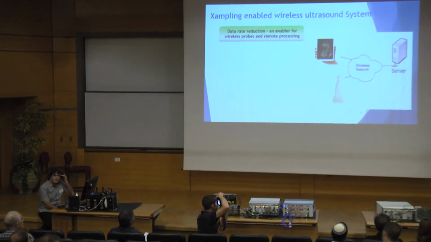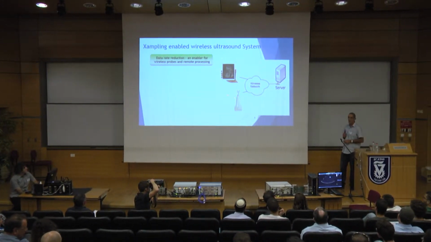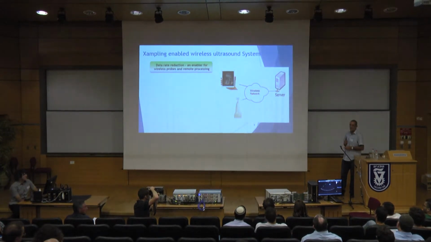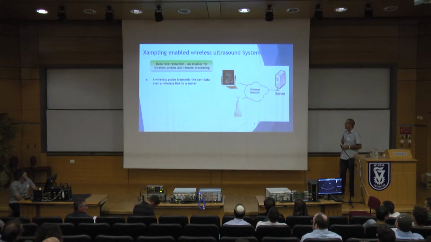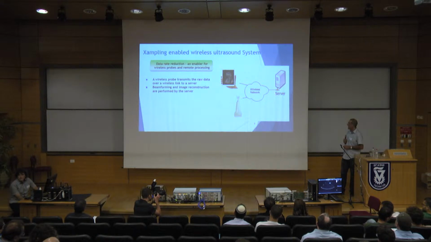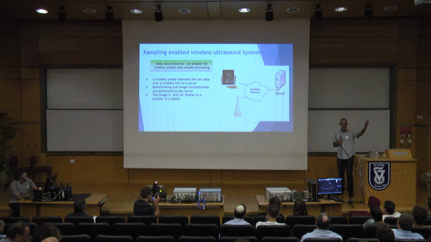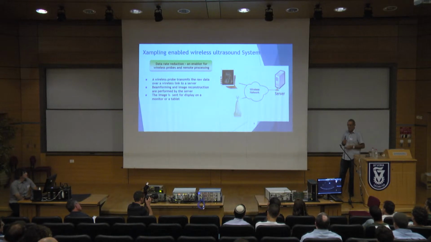The enabling technology is that only if we manage to transmit raw data at a very low rate over a wireless network, then it can be enabled. So the wireless probe transmits the data over a wireless link to a server. Beamforming and image reconstruction are performed by the server, and the image is sent for display on a monitor or a tablet. Now, this monitor or tablet can be held by the doctor, but also can be monitored by other consultants while performing the test. So this is another advantage of the wireless system.